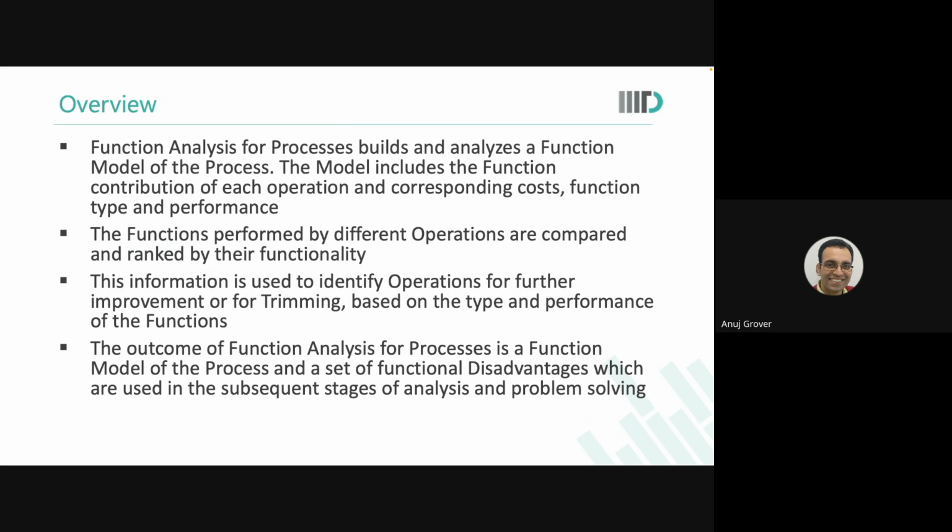This information is used to identify operations for further improvement or for trimming based on the type and performance of functions. Okay. Outcome of function analysis of processes is a function model of the process and a set of functional disadvantages which are used in subsequent stages of analysis and problem solving.